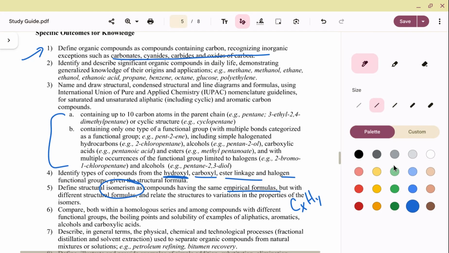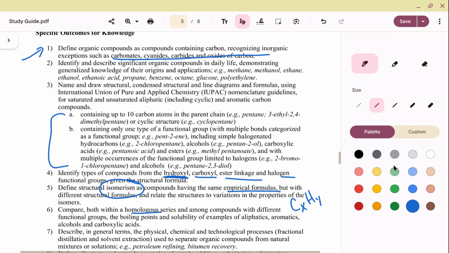You do also want to know homologous series. So if you have a homologous series, it just means you're part of the same family and you're just getting bigger and bigger. So if I looked at alkanes, I could start with methane, then ethane and propane and so on. Those would be part of a series. And the same thing would be for alcohols and carboxylic acids.